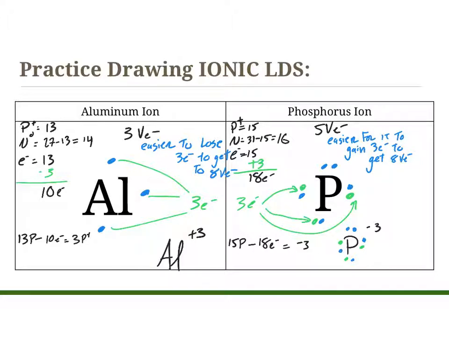Okay, in this case, because the electrons were added, you have to draw them. Over here, because the electrons were lost, we don't have to draw them. Does that make sense? Questions?